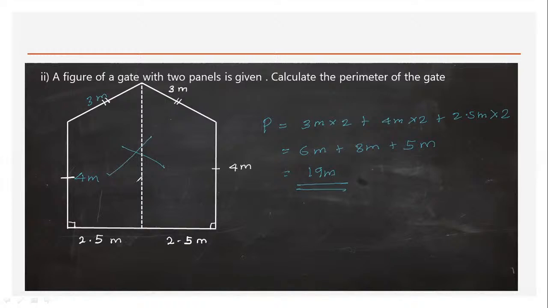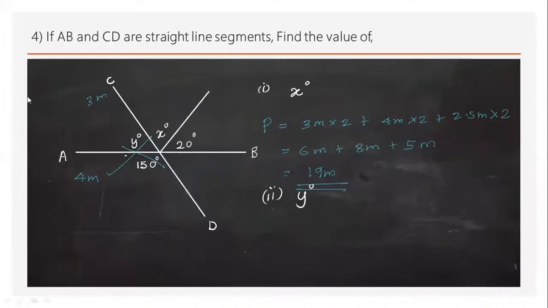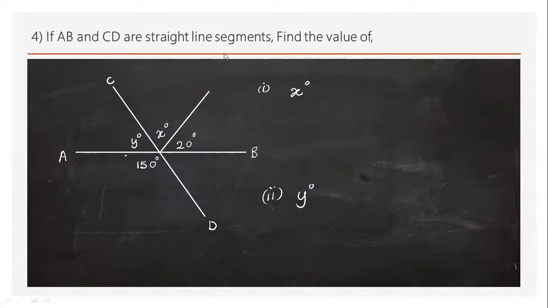Next question. Question number 4. If AB and CD are straight line segments, find the value of x, y. Let's find the value of x. You can see this angle and this angle. These two lines are straight line segments, intersecting each other here. So we can write these two angles.